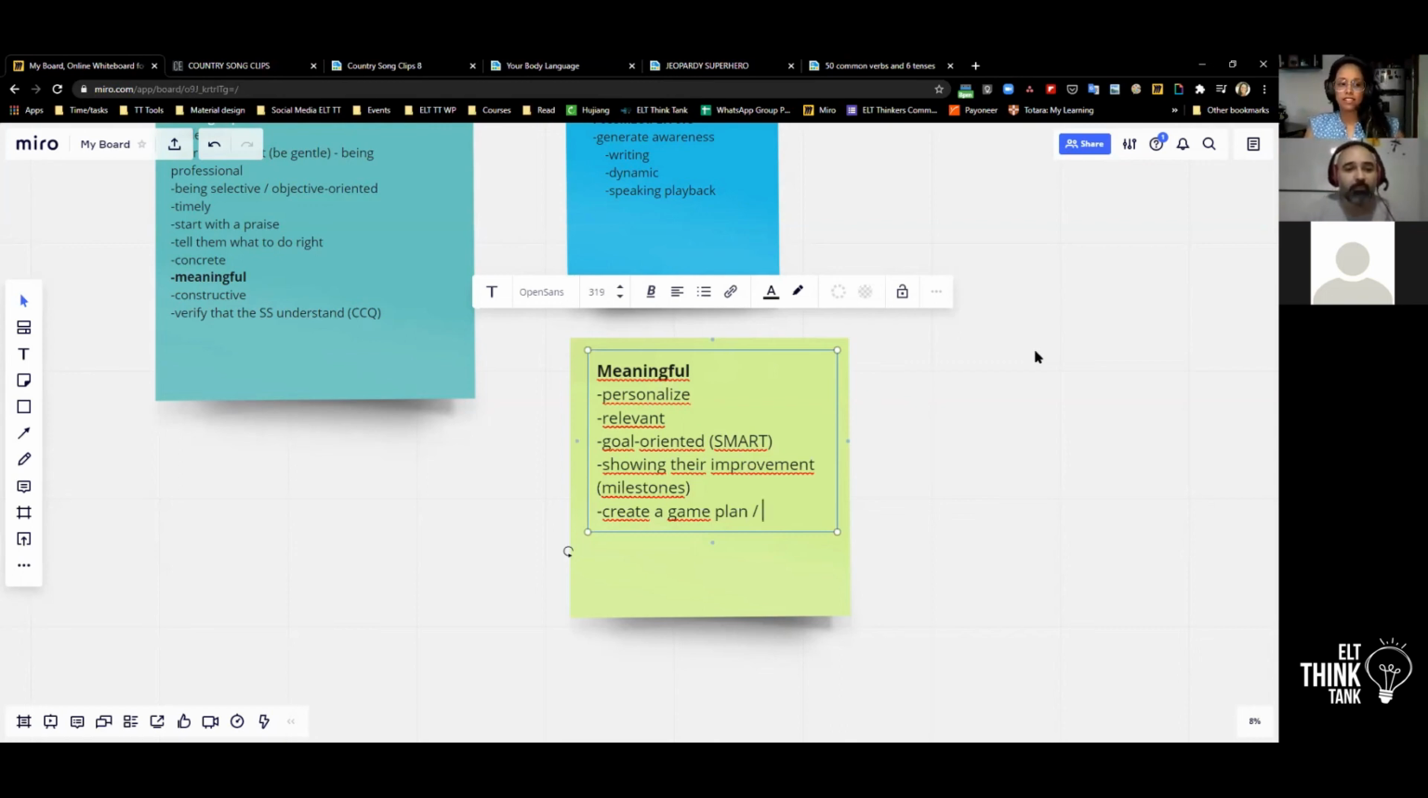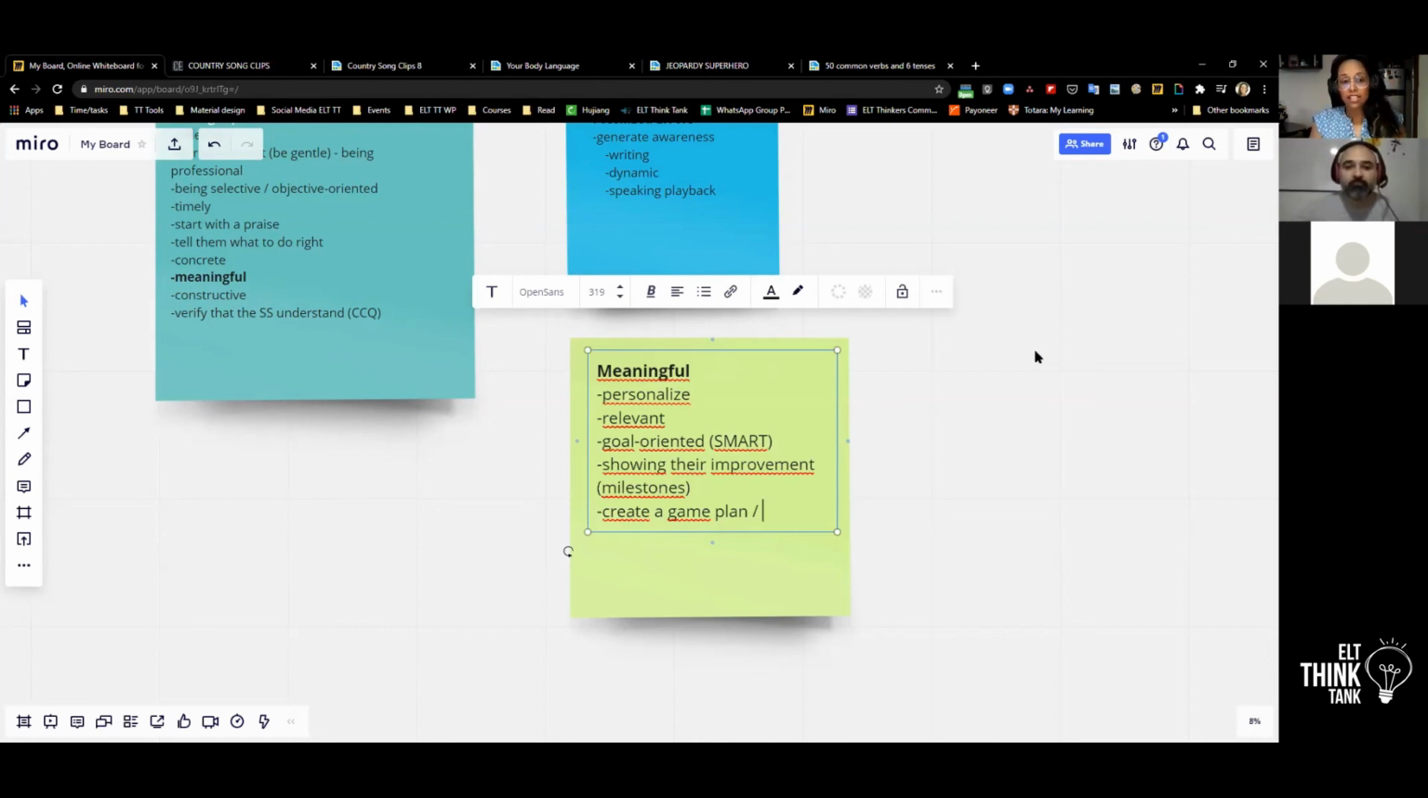Exactly, exactly. I think that in light of that as well, creating a plan for them moving forward is essential, right? So that's the last step of making sure that it's meaningful, because then the feedback that you're giving them is personalized, it's relevant, it's goal oriented. Because it's goal oriented, you can show their improvement through the milestones.